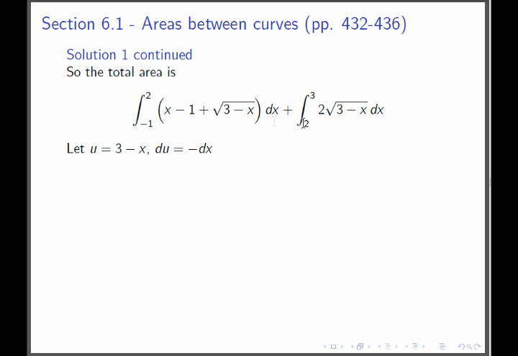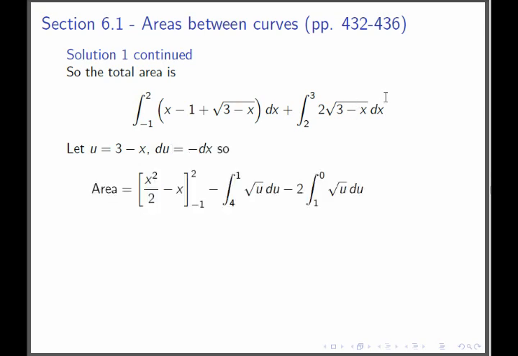We're going to need to make a substitution to take care of this square root of 3 minus x. We let u equals 3 minus x, so du equals negative dx. Then our antiderivative looks like this. The first two terms in this integral we can just go ahead and integrate. And then I'm just rewriting this integral and this integral using our substitution. Notice that I've changed the limits of integration accordingly, so I don't plan to back substitute.